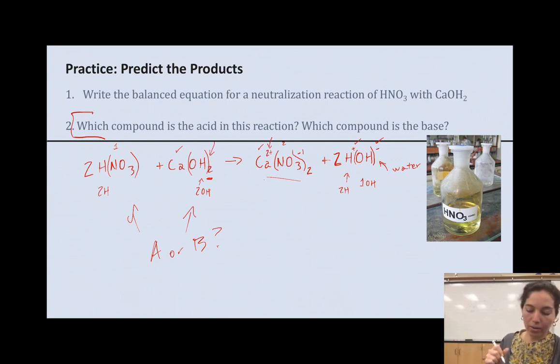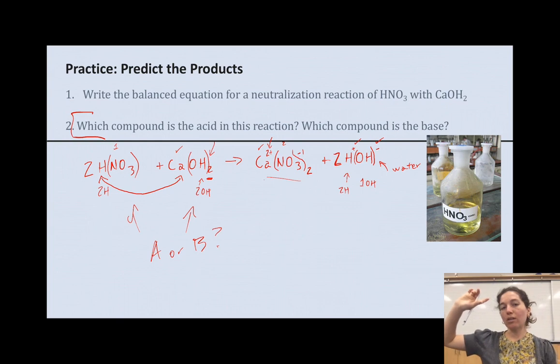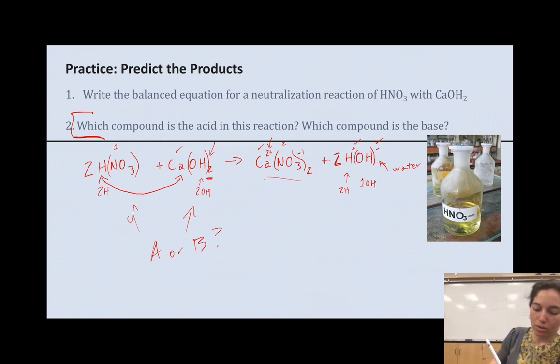So if we look here, what's happening is this is going away. Over here, we're swapping these, right? So we're giving the hydrogen to the OH. This one donates, which makes it an acid. This one is accepting the H+, so it must be the base.